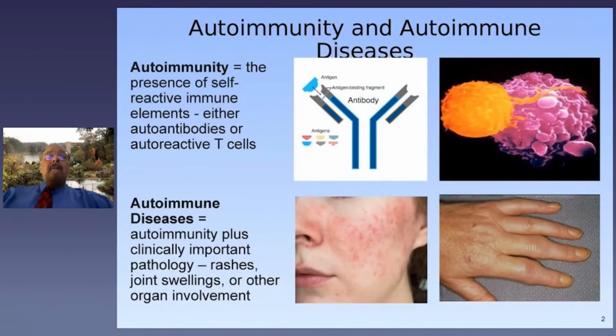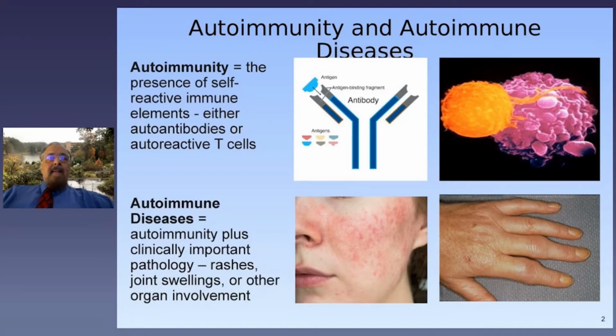I wanted to start by pointing out a distinction that confuses a lot of people, and I'll be talking about it later in the talk. And that is the difference between autoimmunity and autoimmune diseases. So autoimmunity is the presence of self-reactive immune elements. That's a big term. But as you recall, the immune system is really designed to help fight off infectious agents or other foreign materials in the body, bacteria, viruses, and other things like this.